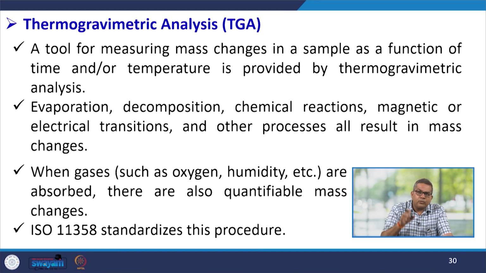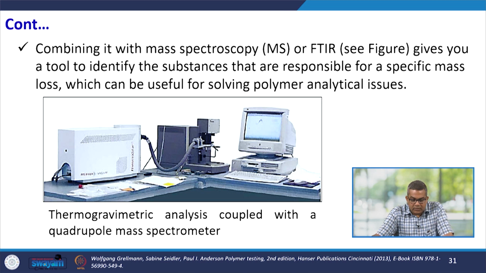Let's talk about thermogravimetric analysis, a tool for measuring mass changes in a sample as a function of time and temperature. Evaporation, decomposition, chemical reaction, magnetic or electrical transition and other processes all result in mass changes. When gases such as oxygen, humidity, etc., are absorbed, there is also quantifiable mass change. ISO 11358 standardizes this particular process.